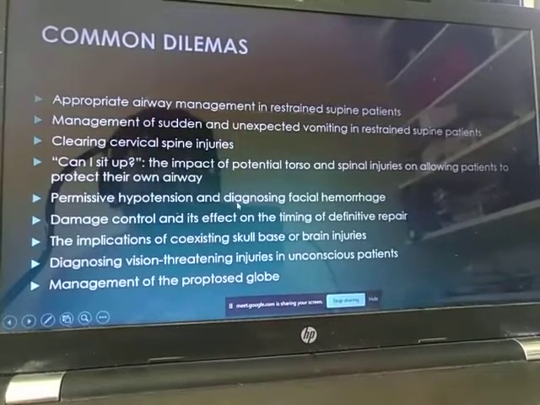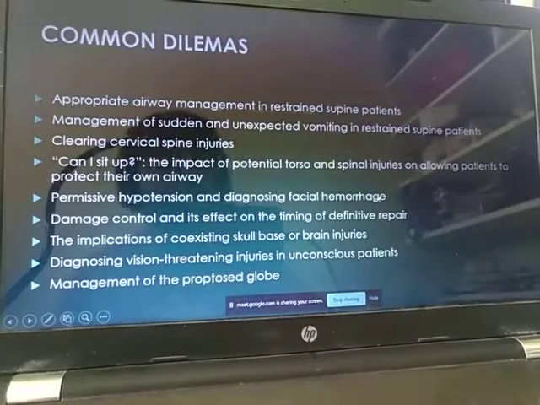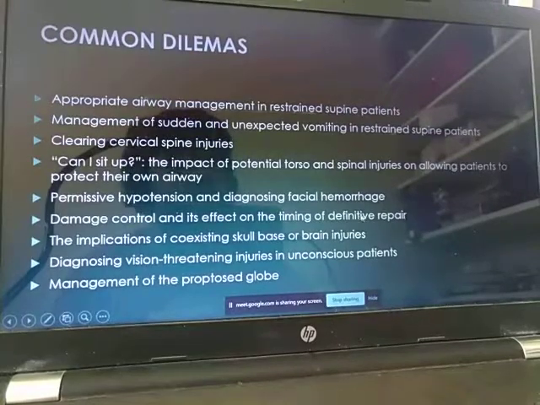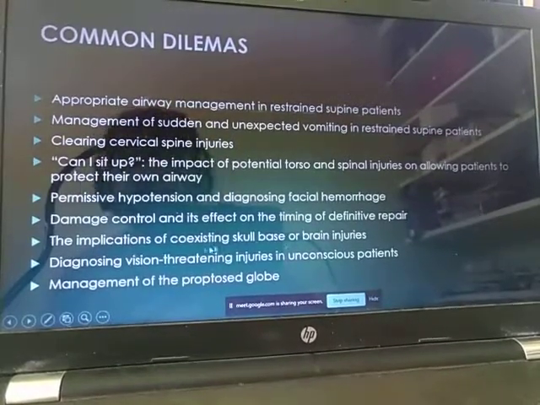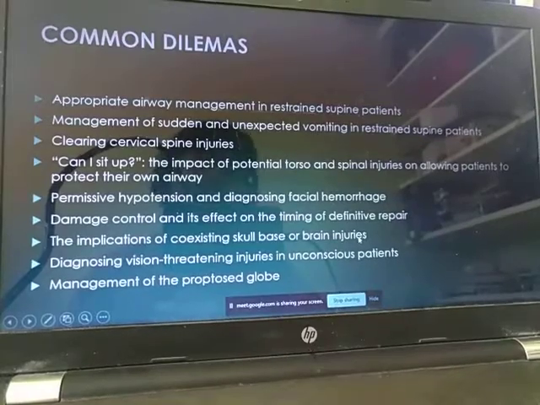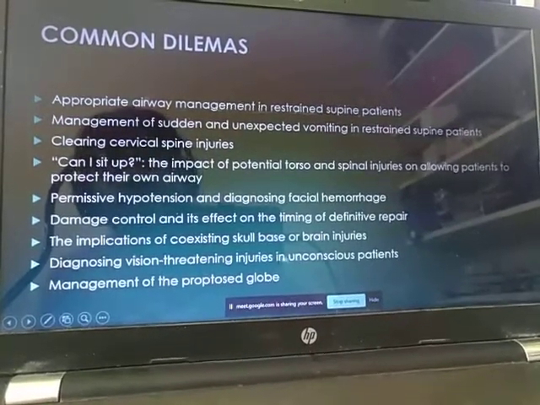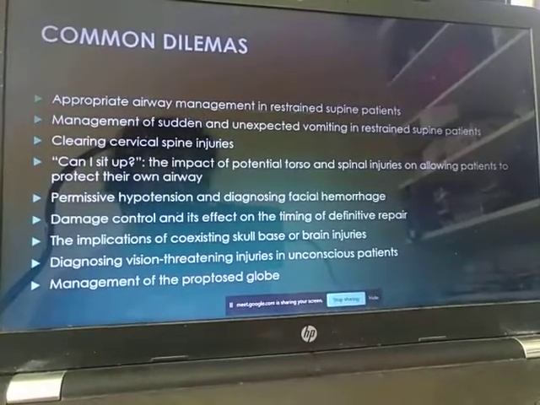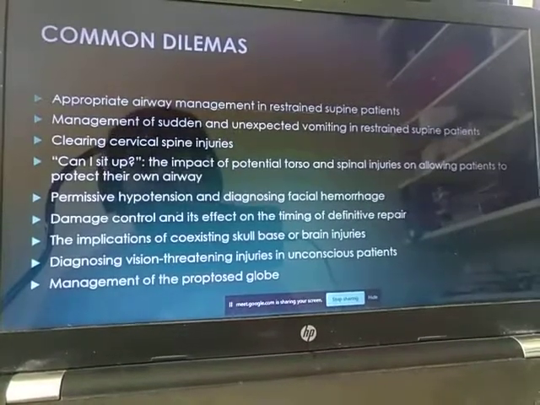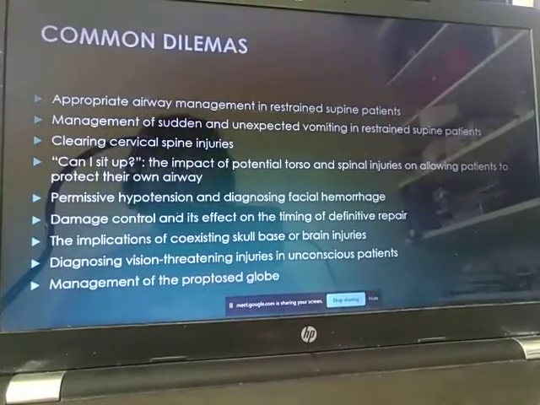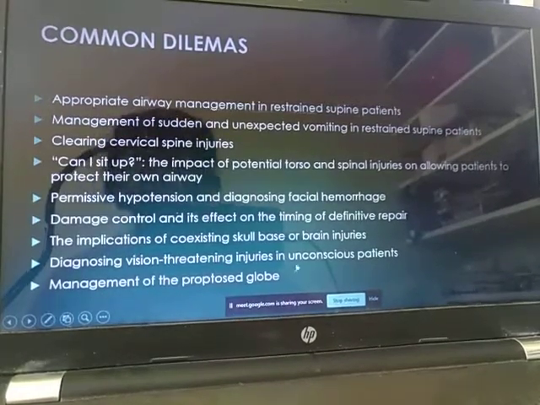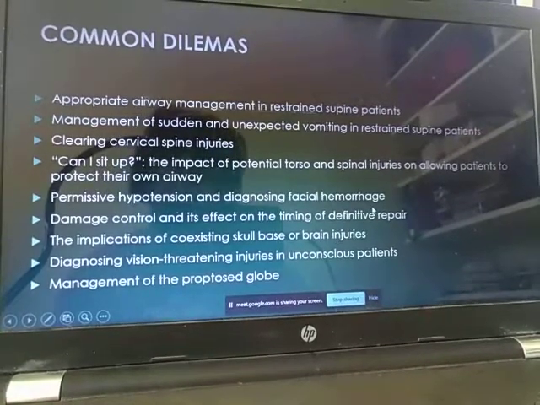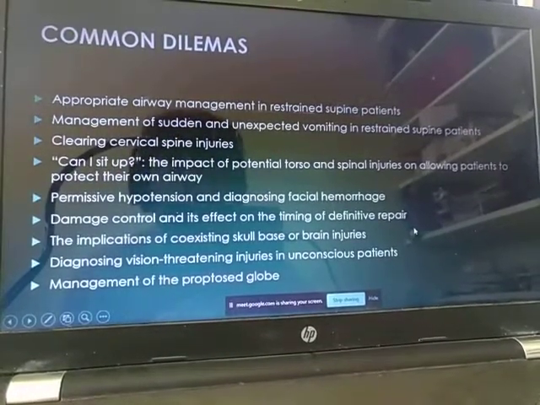Then there is permissive hypotension and diagnosing a facial hemorrhage. It is very difficult in multiple trauma cases. Damage control and its effect on the timing of definitive repair. The implications of coexisting skull base and brain injuries. The diagnosing vision-threatening injuries in unconscious patients. Yes, in unconscious patients or in patients with GCS lower than 7 or 6 it is very difficult to diagnose a vision-threatening injury. And then the management of proptosed globe, that is also very difficult, but using a lateral canthotomy or a similar method, we can manage it somehow.